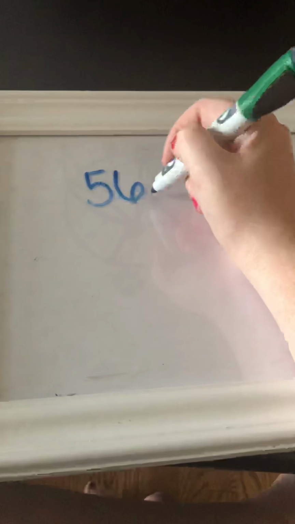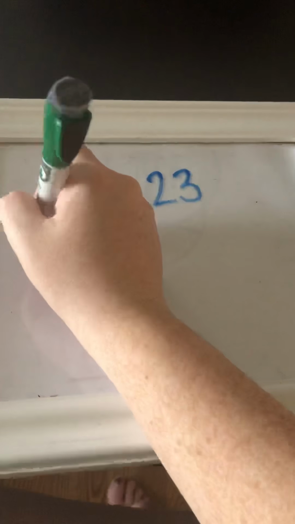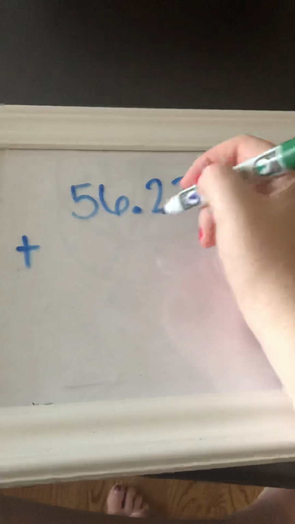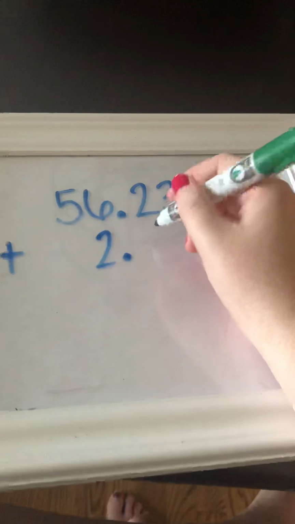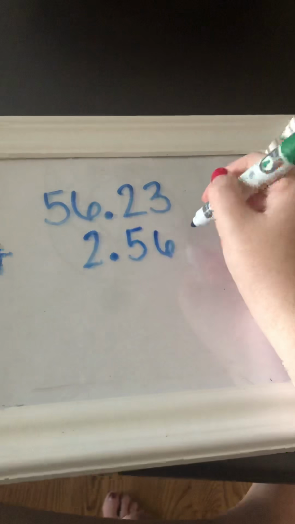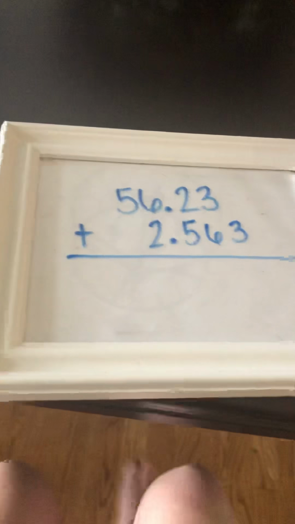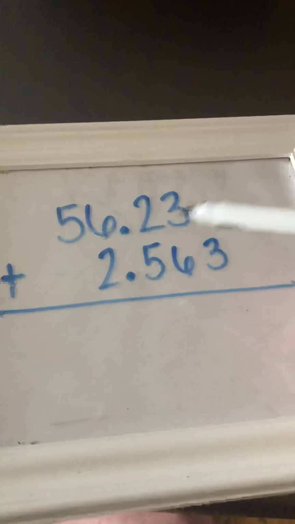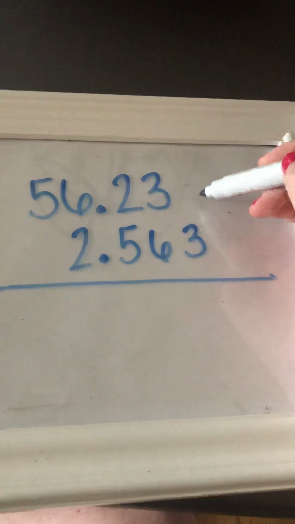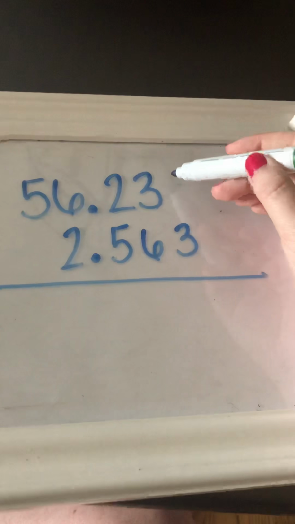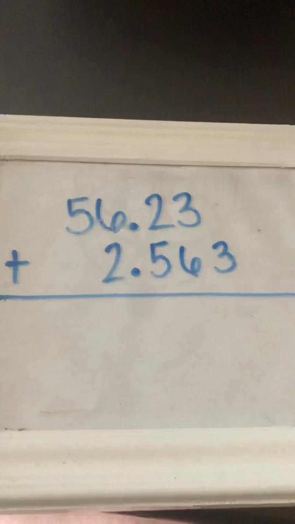56 and 23 hundredths plus 2 and 563 thousandths. Notice when you add decimals, it's very important that you line the decimals up, okay? And if it throws you off, you can always add a 0 here because adding as many zeros as you want does not change the value of the decimal.